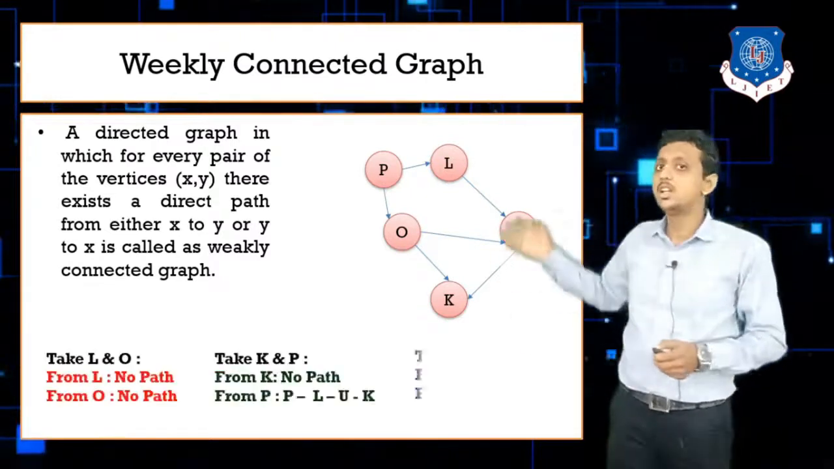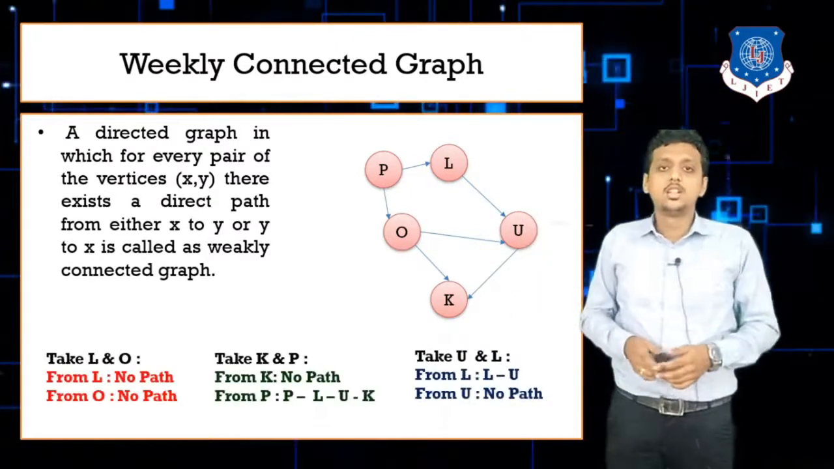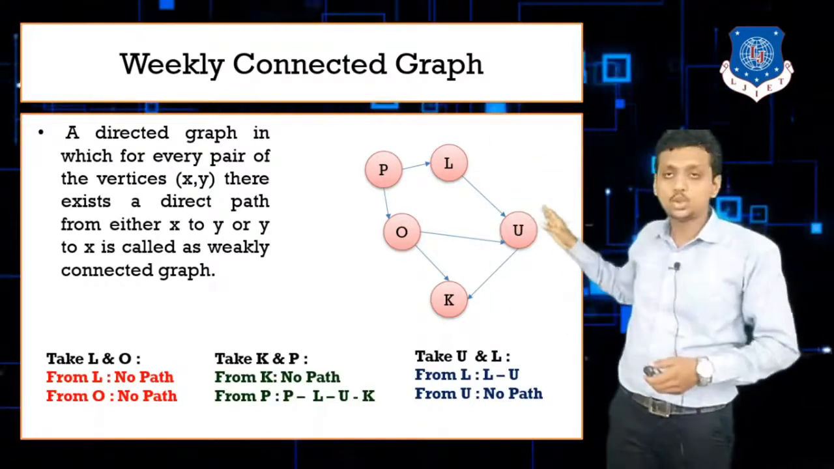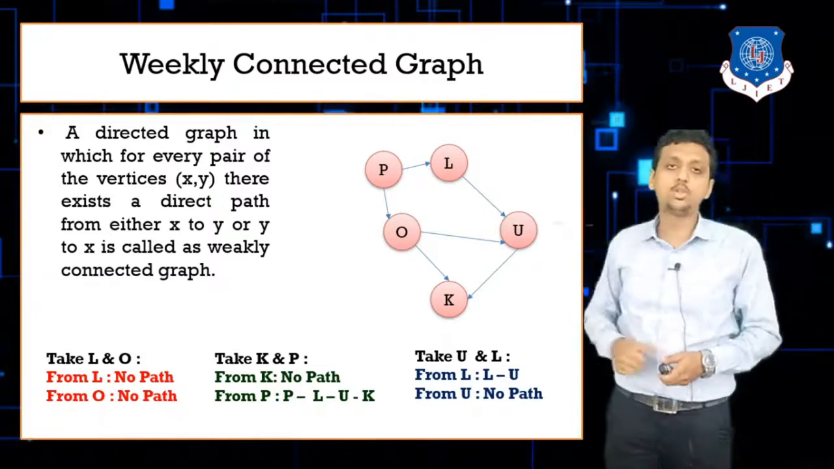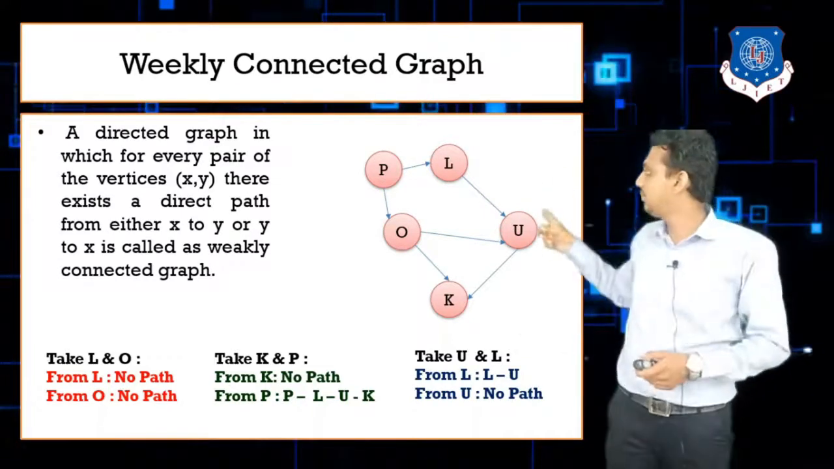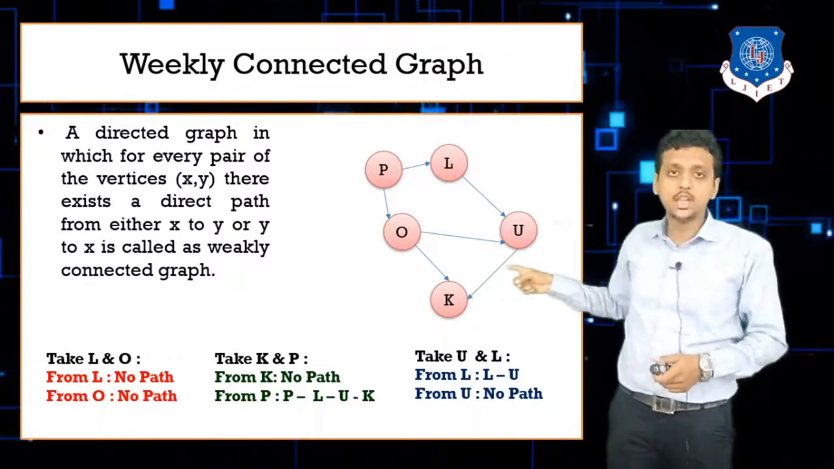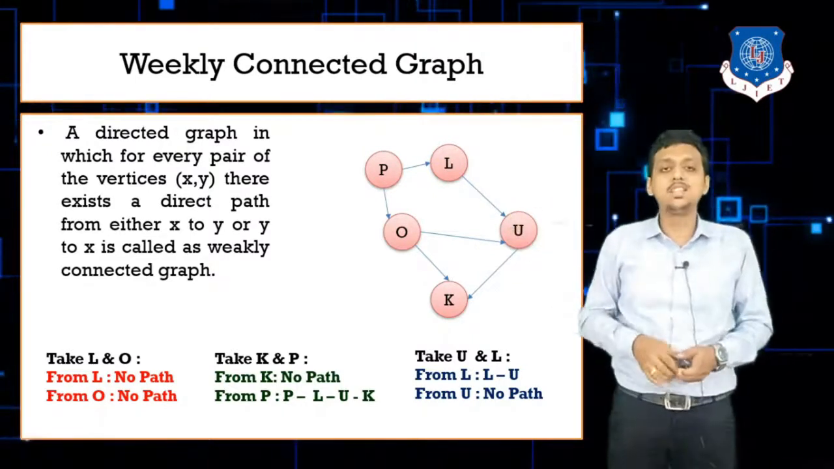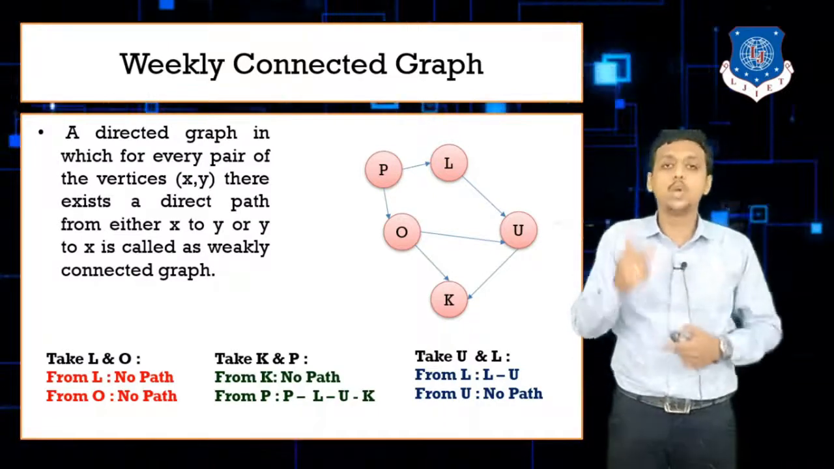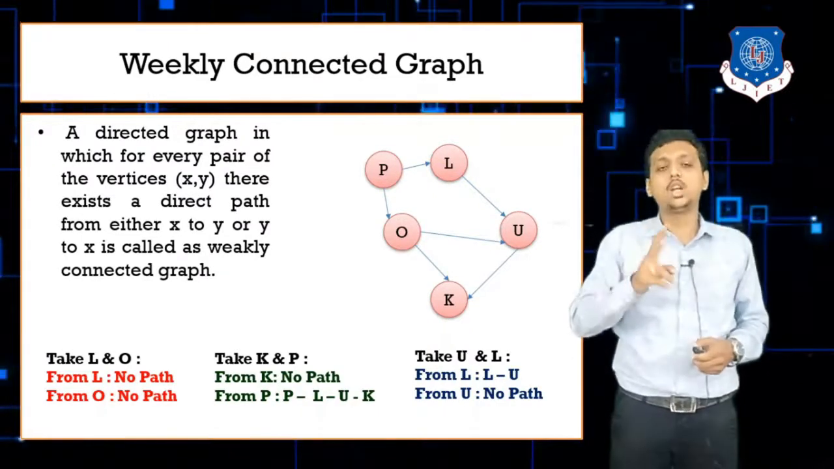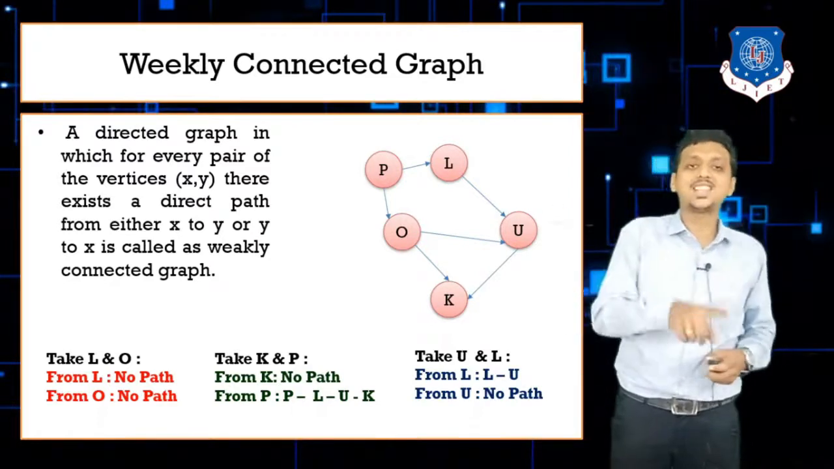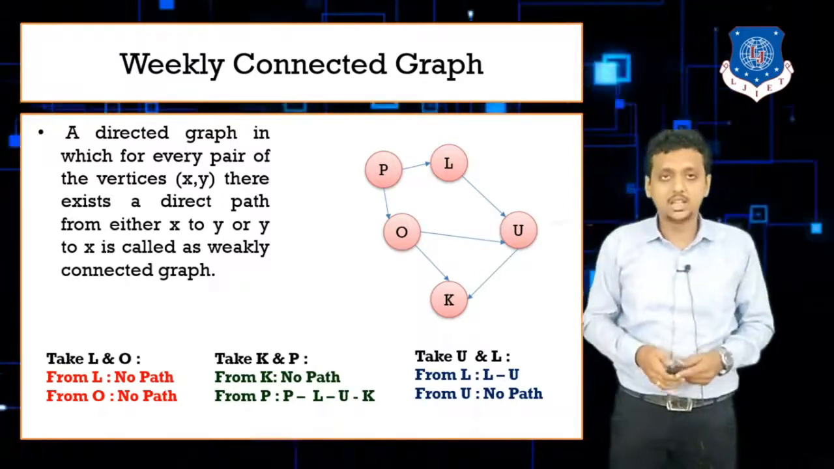So here, maybe from L to U you have a path, but try to go from U to L. Is there any path? U to K, yes. Then K to no one. That means there is no path from U to L. So you will always get one path only, either X to Y or Y to X. That graph is known as a weakly connected graph.